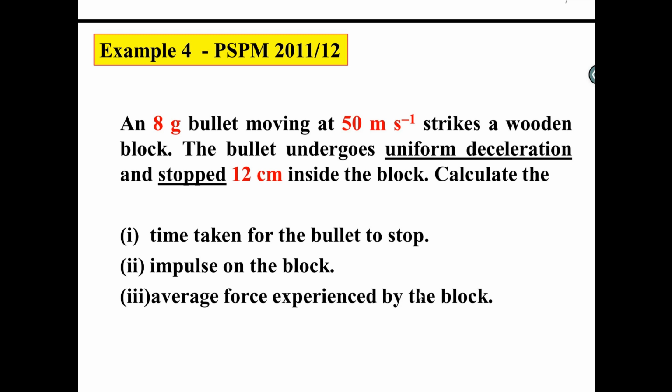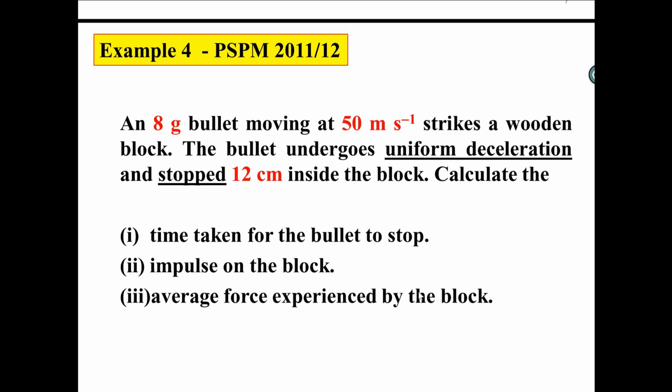Okay, look at example 4. SPM 2011 and 2012. An 8-gram bullet moving at 50 meter per second strikes a wooden block. The bullet undergoes uniform deceleration and stops 12 centimeter inside the block. Calculate the time taken for the bullet to stop, impulse on the block, and average force experienced by the block.